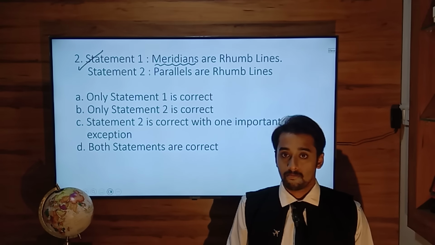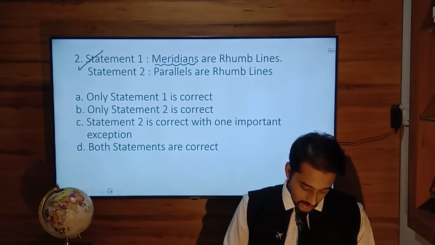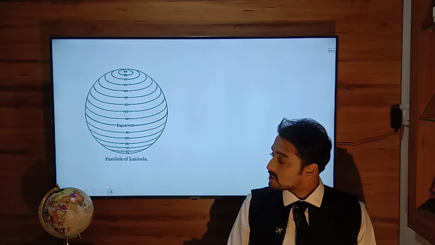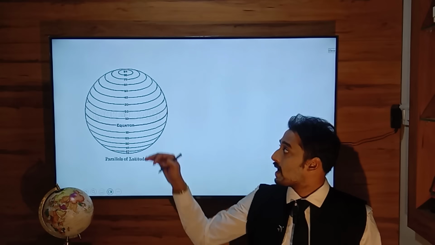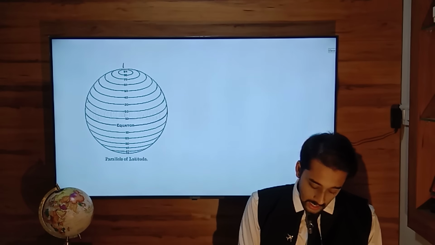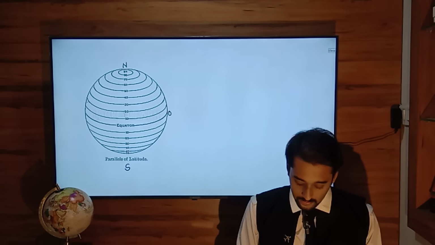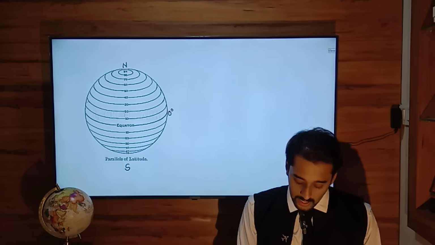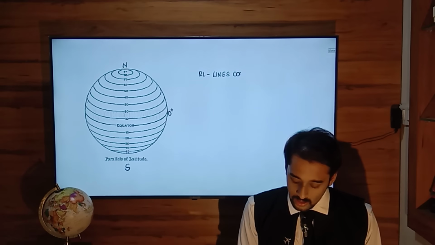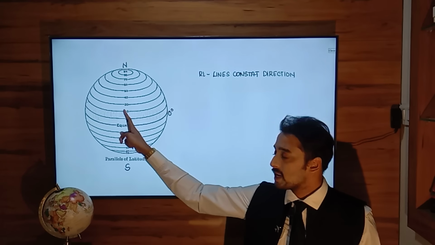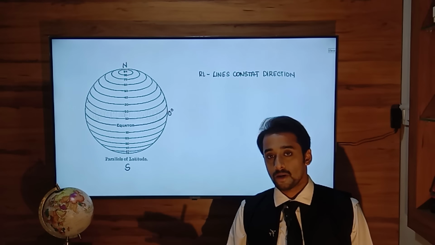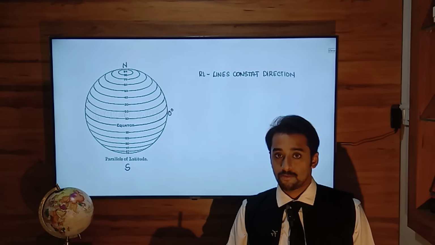Parallels are rhumb lines. Parallels means parallels of latitude. Are they rhumb lines or not? In this figure you can see 90 degrees of latitude in the northern hemisphere and another 90 degrees in the southern hemisphere. You have the 0-degree equator. So what are rhumb lines? Again, rhumb lines are lines of constant direction. That means when you fly along any particular latitude, the direction of flight must be the same.